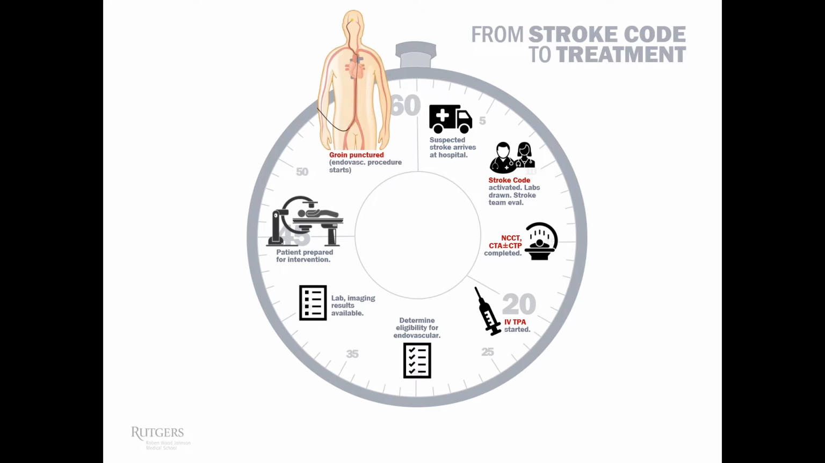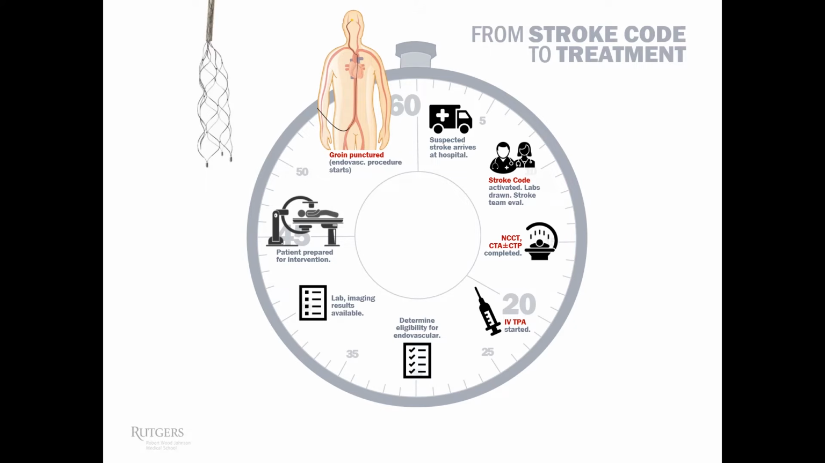By 60 minutes from arrival to the emergency department, the patient's groin is punctured, a catheter is ascended through the femoral artery, up the aorta, brachiocephalic trunk, right CCA, right ICA, and eventually reaching the right MCA clot, and thrombectomy is performed and clot is removed using suction or one of these modern stent retrieval devices that's pictured on this slide.